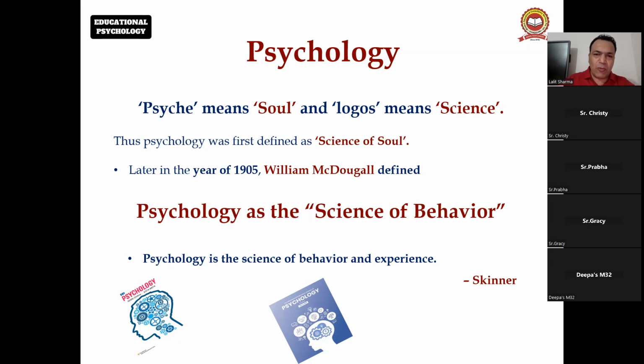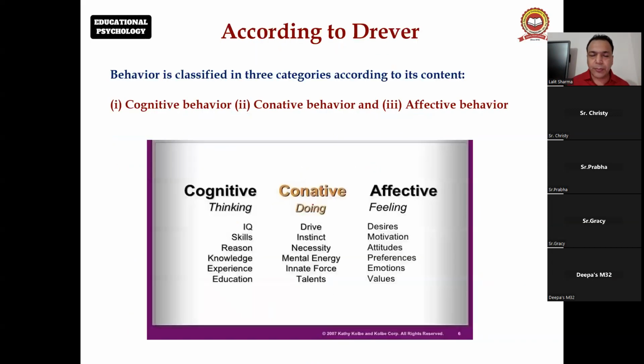Then a psychologist said that psychology is the science of consciousness, but nobody was aware of consciousness. So many definitions of psychology were discarded. After that, in 1905, William McDougall gave a very scientific and observable definition: psychology is the science of behavior. Even Skinner, one of the psychologists, has said that psychology is the science of behavior and experience.